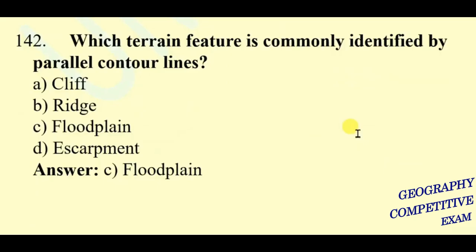Question 142. Which terrain feature is commonly identified by parallel contour lines? Cliff, ridge, floodplain, escarpment. Here the right answer will be floodplain.